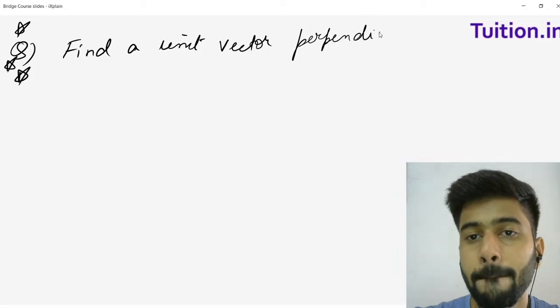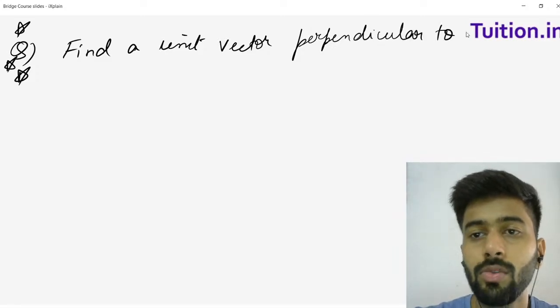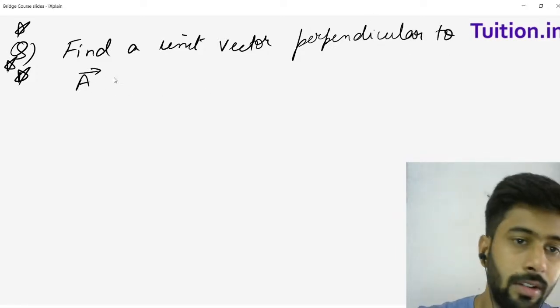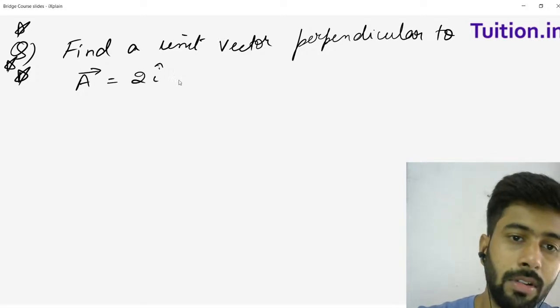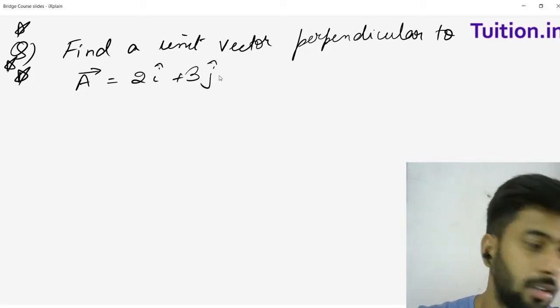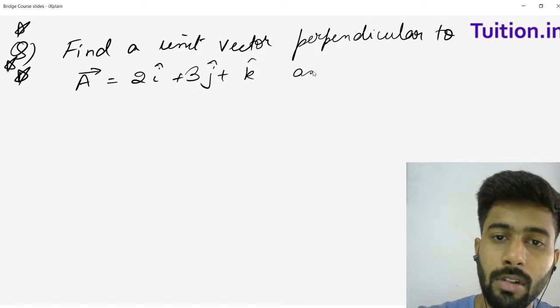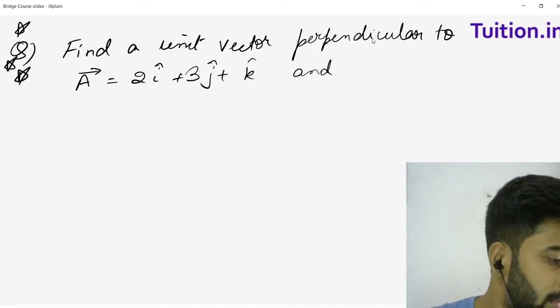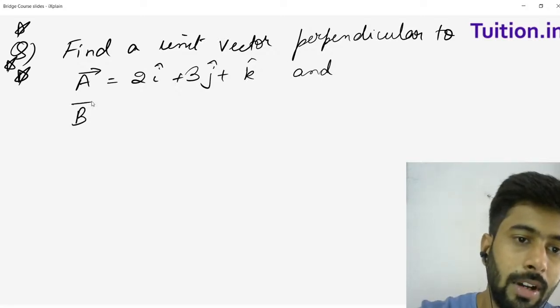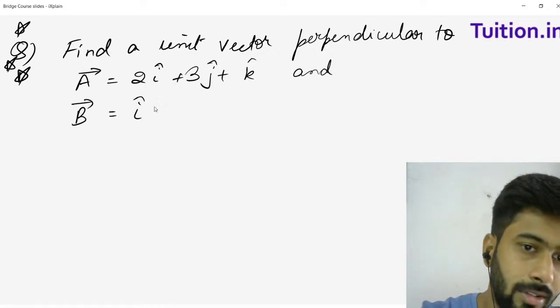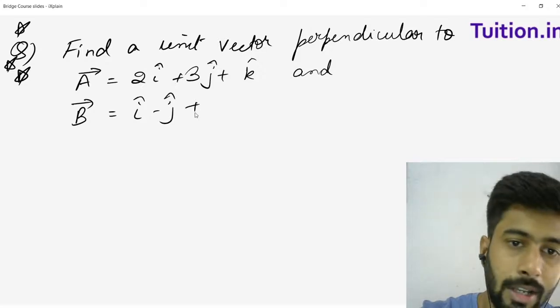perpendicular to a bar is equal to 2i cap plus 3j cap plus k cap, and b bar is equal to i cap minus j cap plus k cap.